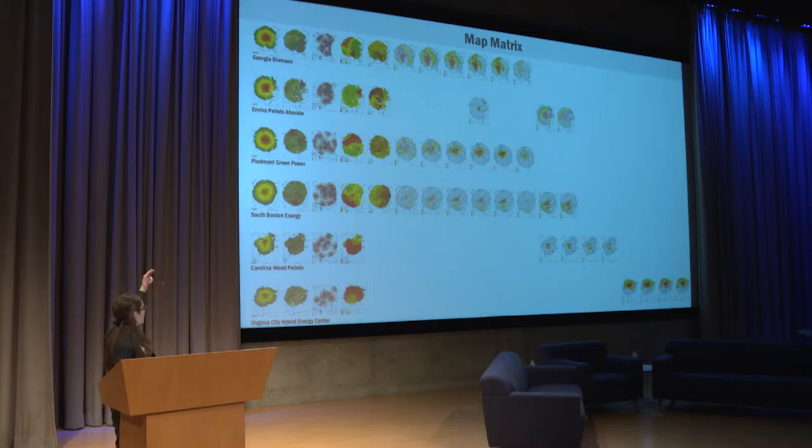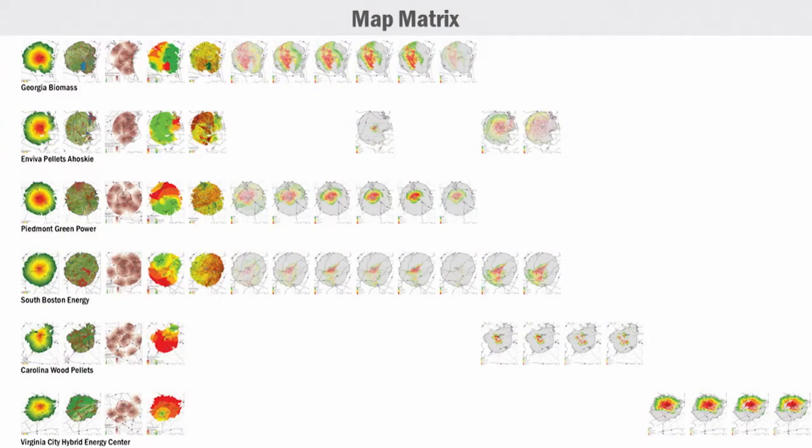So each one of these squares represents a map that was created for the project. And you can see that here. So each one of these is the different facilities, starting with Georgia Biomass, and that's what the end result of each of this mapping effort looks like.